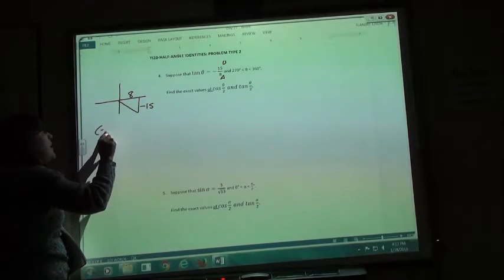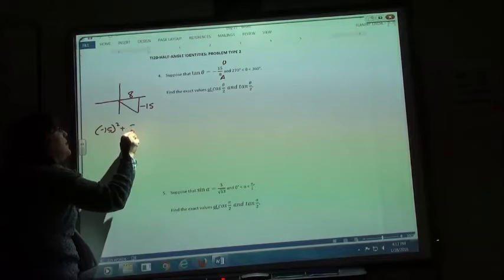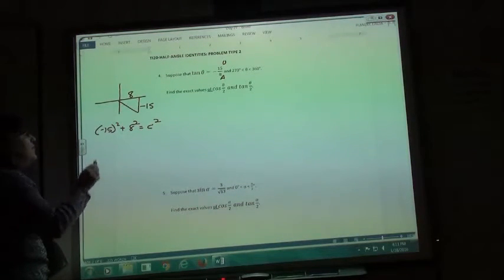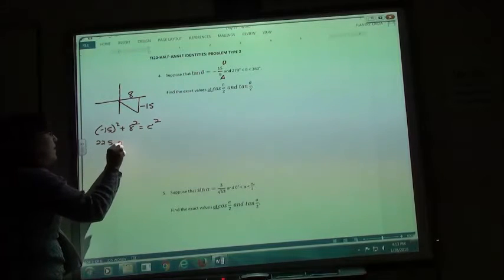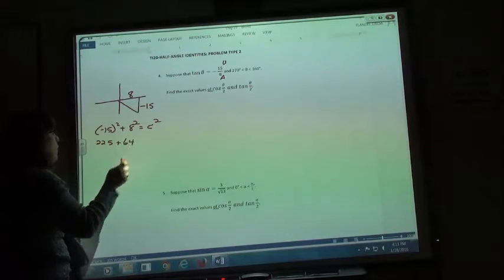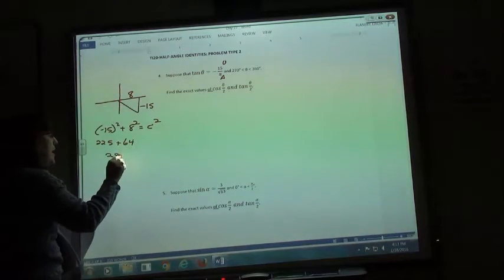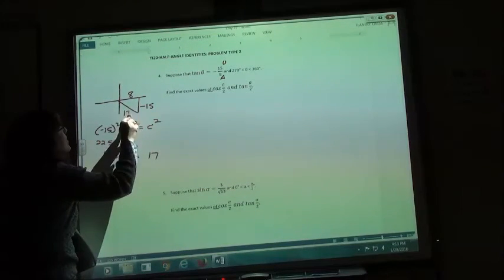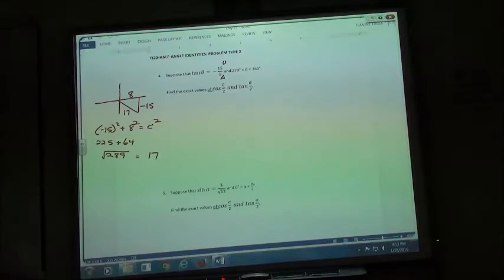I'm then going to use my Pythagorean theorem to figure out what my hypotenuse is. So negative 15 squared is 225. 8 squared is 64. So I get 289. Square root of 289 is 17. So my hypotenuse is 17.